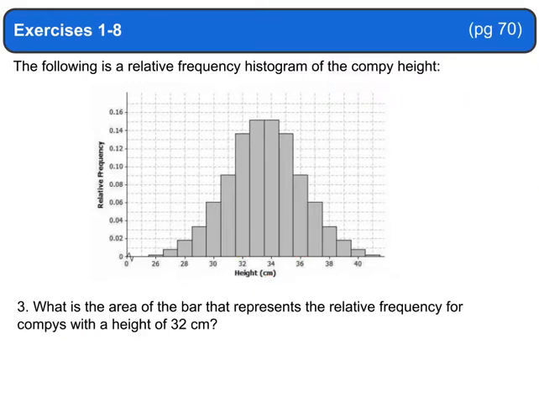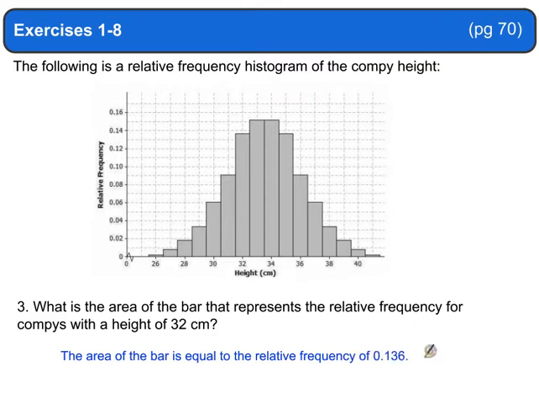Number 3 says, what does the area of the bar represent for the relative frequency of the compies at a height of 32? And so if we look at that, the area of the bar is equal to the relative frequency. And really what they mean by that, if I was to take this bar right here, and let's just say we colored it, and I asked you, what is the area of this? Now let's take the obvious thought here, right?